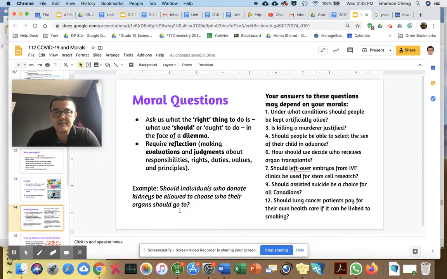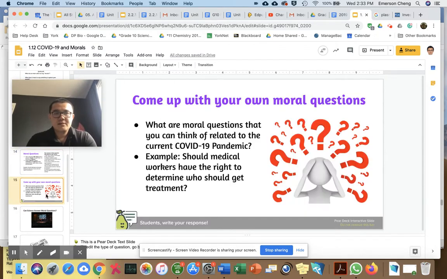So here are some examples. Should individuals who donate their kidneys be allowed to choose who their organs should go to? Okay. Is there a choice? Now, one thing you'll need to do, especially since we are going to do a roundtable, is get prepared for that. Okay.